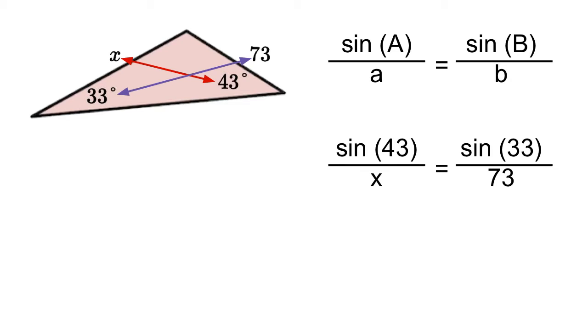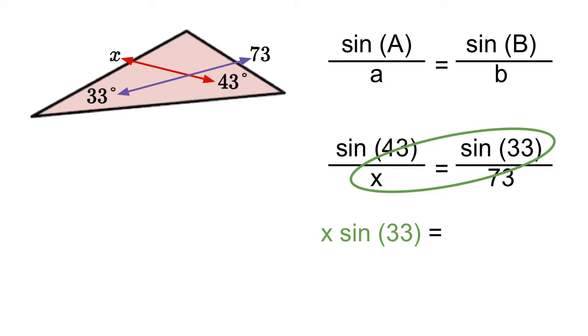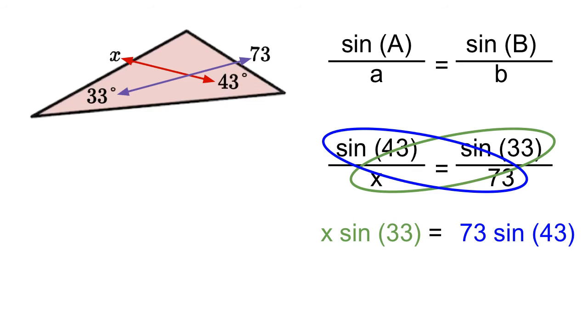Once I have everything set up, the next step is going to be to cross multiply. So I'm going to multiply diagonally here, x times the sine of 33, and then I'm also going to multiply the sine of 43 times 73. Now I usually, when I write these down, write the side length first, followed by the sine of the angle. I just think it's a little easier to type it in my calculator that way. So that's what I usually do, but you don't have to type it in that order.